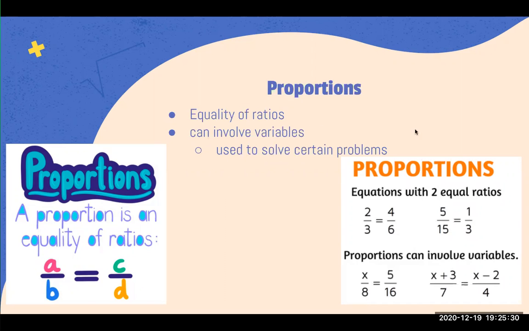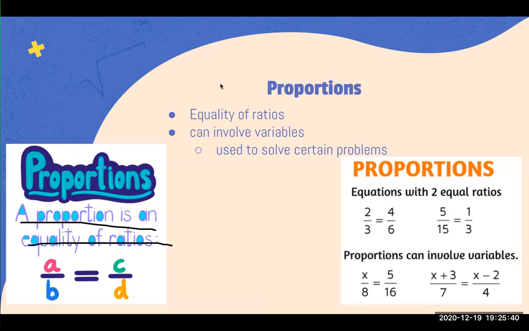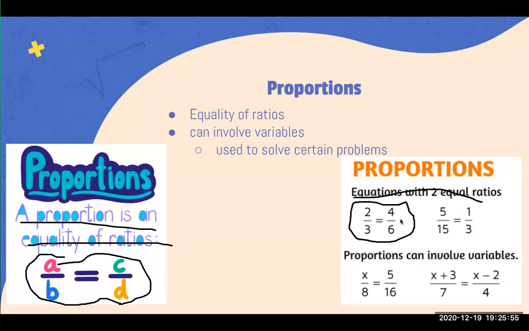Proportions can be used to solve certain problems. So let's look at what a proportion really is. Basically, a proportion is the equality of ratios. It looks something like this: A over B equals C over D. An equation with two equal ratios. So 2 over 3 equals 4 over 6. If you simplify this, that's going to work out to be true. Okay, so let's look at proportion problems.